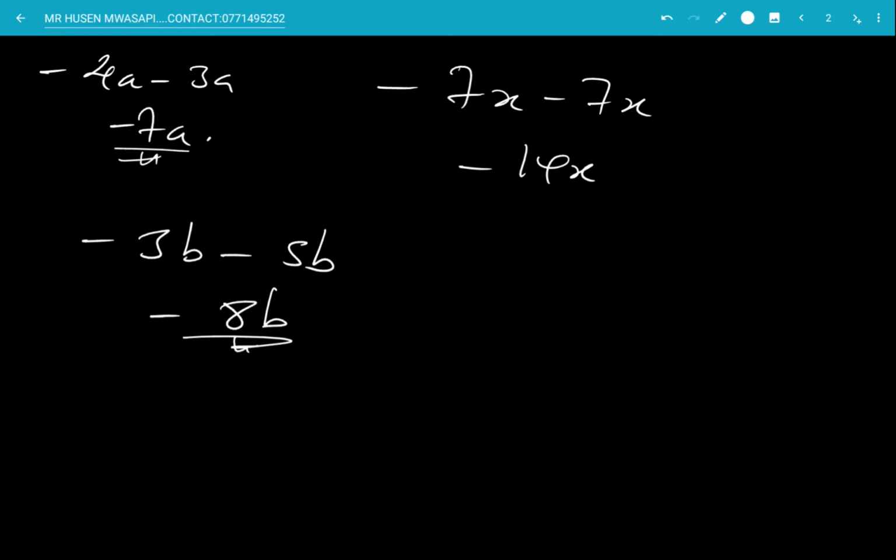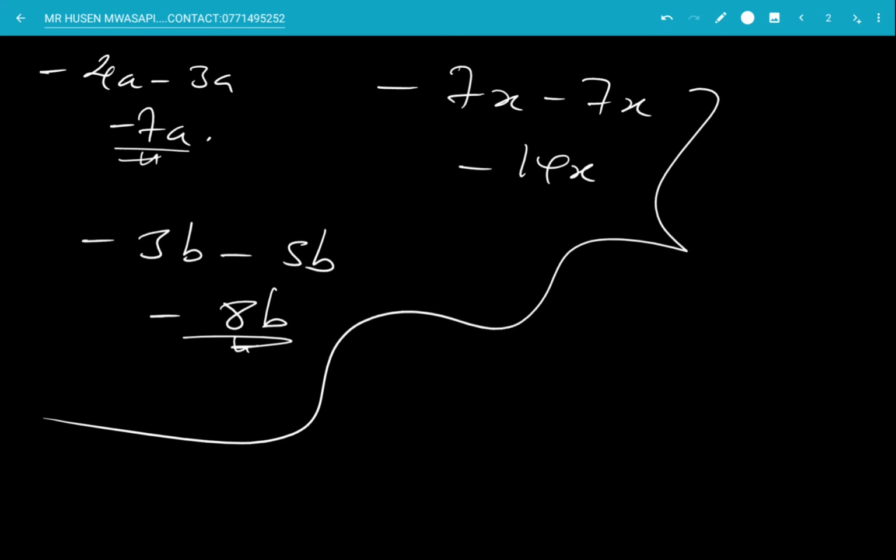8b. But remember, if you have different signs, say negative 7x plus 4x, these are different signs, you end up doing what? Subtracting, 3x. But the answer should have the sign of the bigger number, and the bigger number between 4 and 7 is 7, having a negative sign. As a result, your answer will be negative 3x.